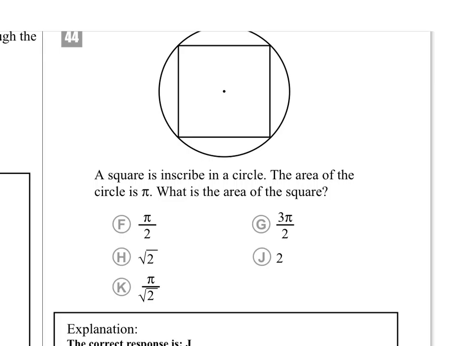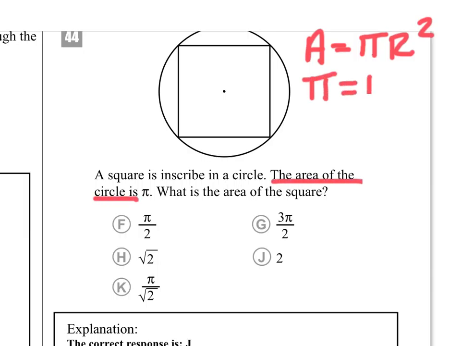The area, or I should say a square, is inscribed in a circle. The area of the circle is pi. What is the area of the square? So you'd have to go here first. You'd have to do the area of the circle is pi r squared. And if you know that the area is equal to pi, that means instead of putting area there, you put pi. So the radius must be 1, right? Right, so the radius must be 1.